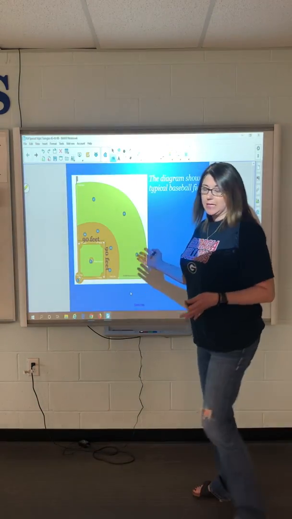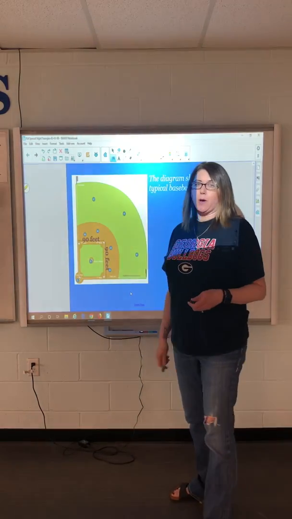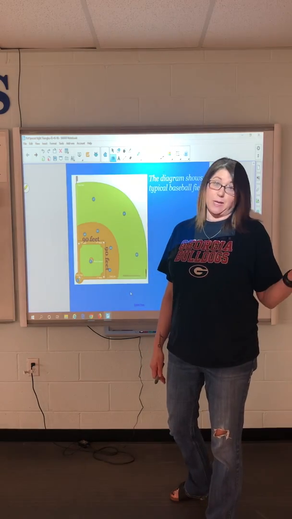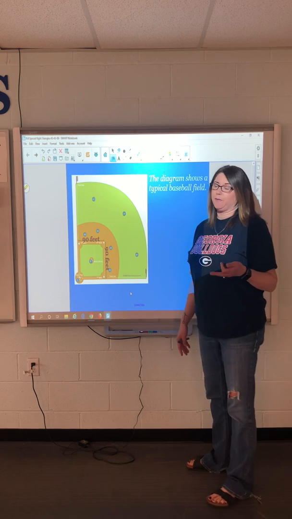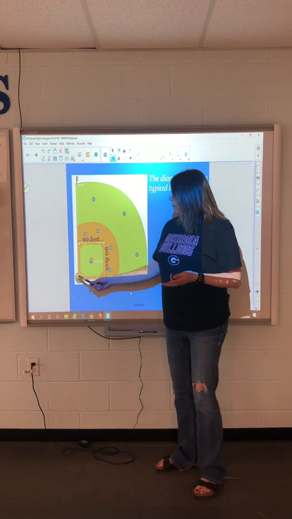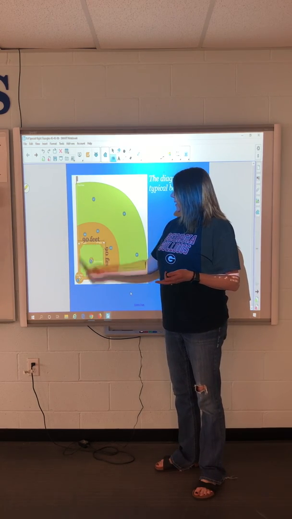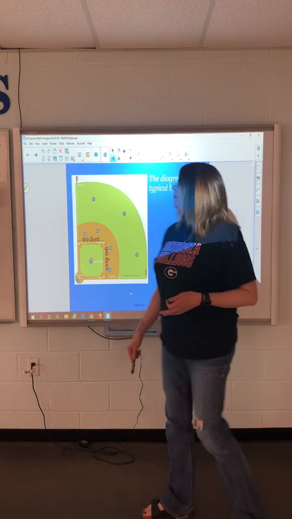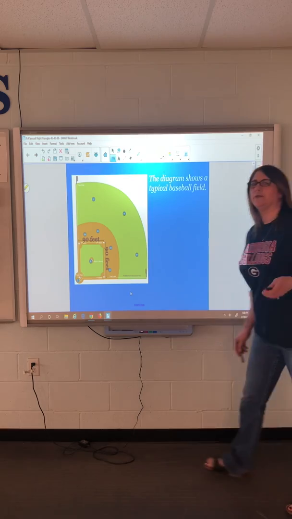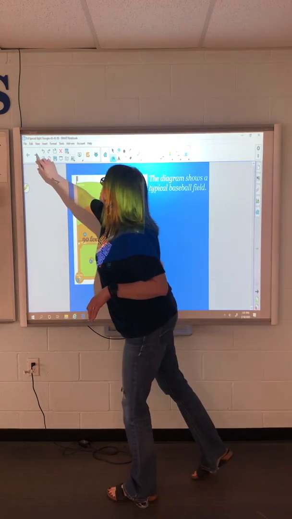But first, let's talk about baseball, because I know some of y'all are sad because you can't play baseball right now. So we have your typical baseball field. You've got home plate, first base, second base, third base, and you notice that it takes 90 feet to get in between bases. And hopefully you're following along in your notes.